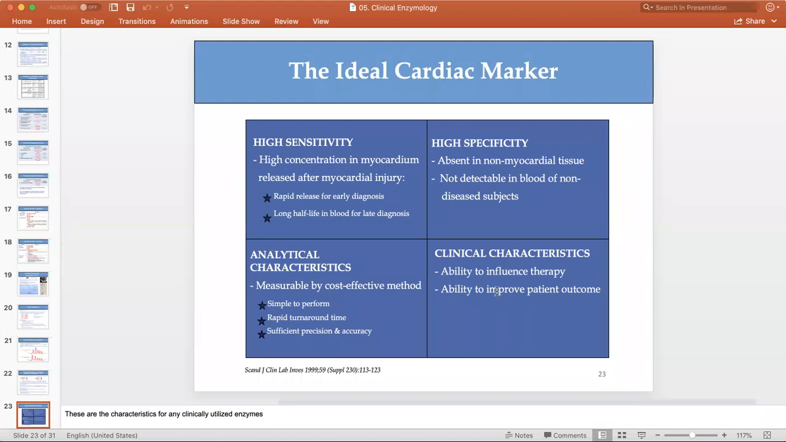And the last important characteristic is that it should be able to influence the therapy. Like if I am testing someone with a blood test or anything, that should help me with my diagnosis, help me with my treatment, or help me to guide the response of the treatment. So all of this will include your ideal markers. So these characteristics should be present.